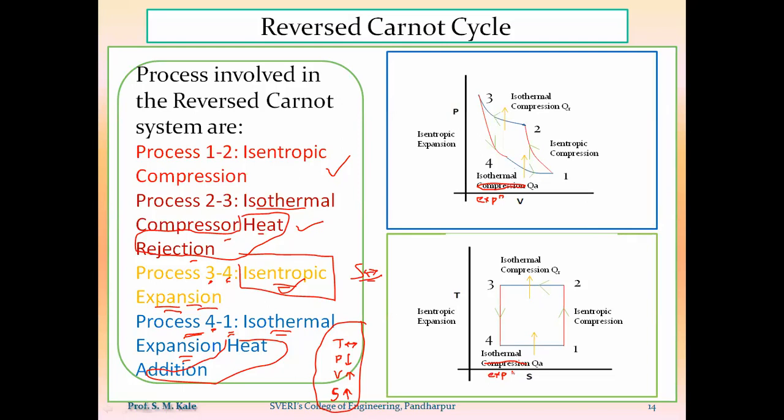Roll number 51, Samarth Mani Deshmukh, Sohel Shikalgar, please unmute. Please mute yourself. Samarth. Okay.